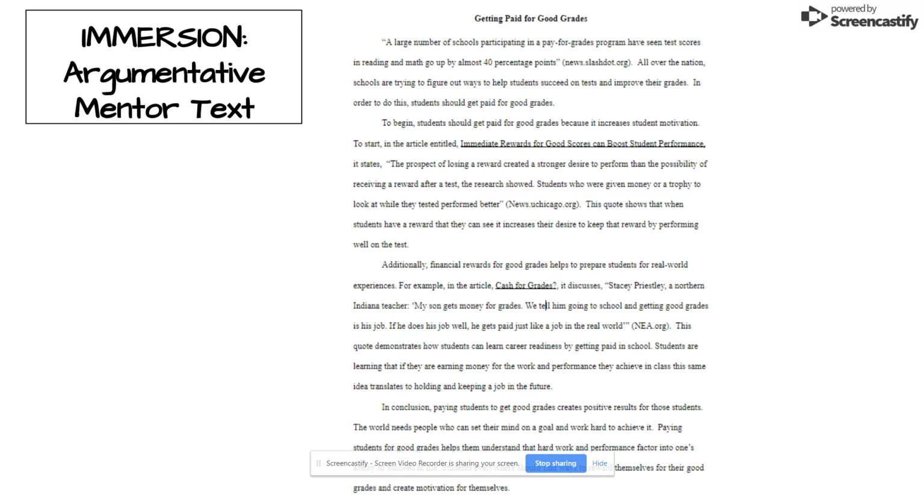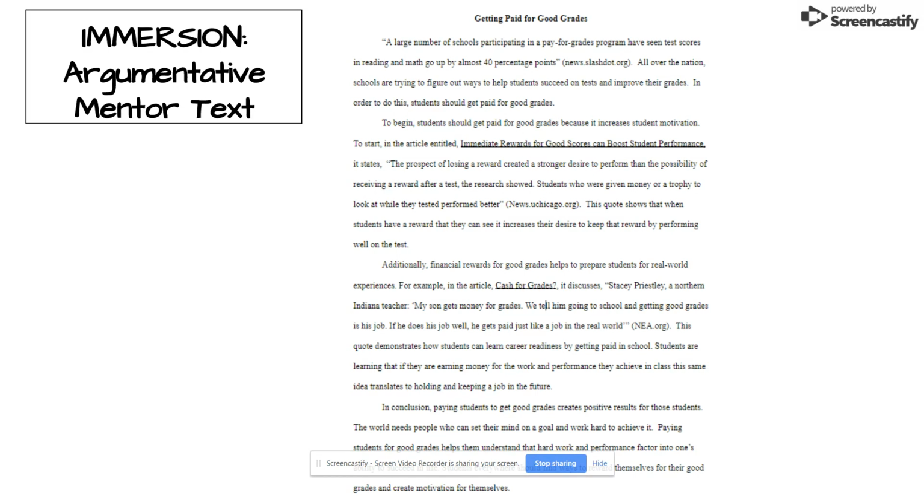We are starting a new writing unit and we are shifting from informative writing into argumentative writing. There are a few things that will help you with this lesson today. One, you should have your mentor text, the paper copy for the argumentative unit that you should have picked up in front of class today.